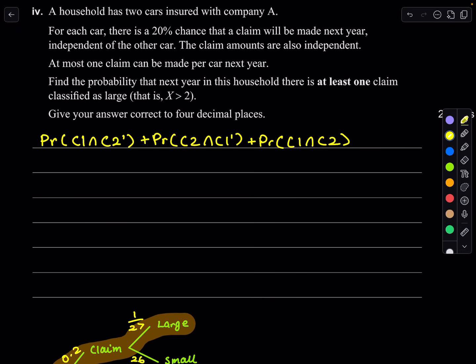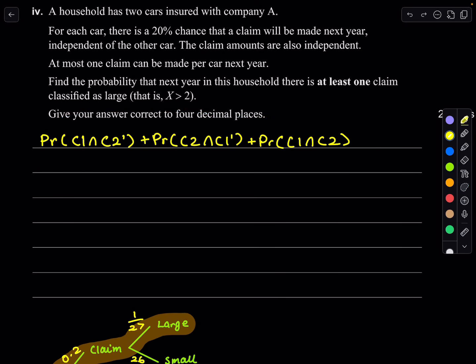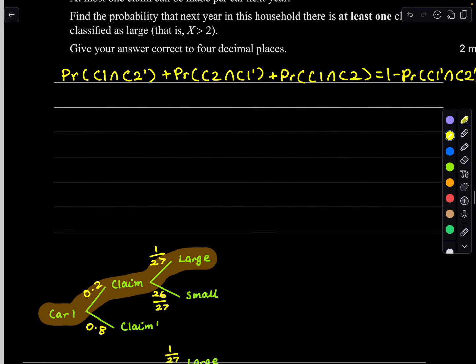But that's a lot of probabilities to calculate. Why don't we find the probability that both of them don't get claimed as large, and then take 1 minus that? That way we get all of these probabilities. Isn't that smarter? So all of these here are equal to 1 minus the probability that car 1 does not get claimed and car 2 does also not get claimed.